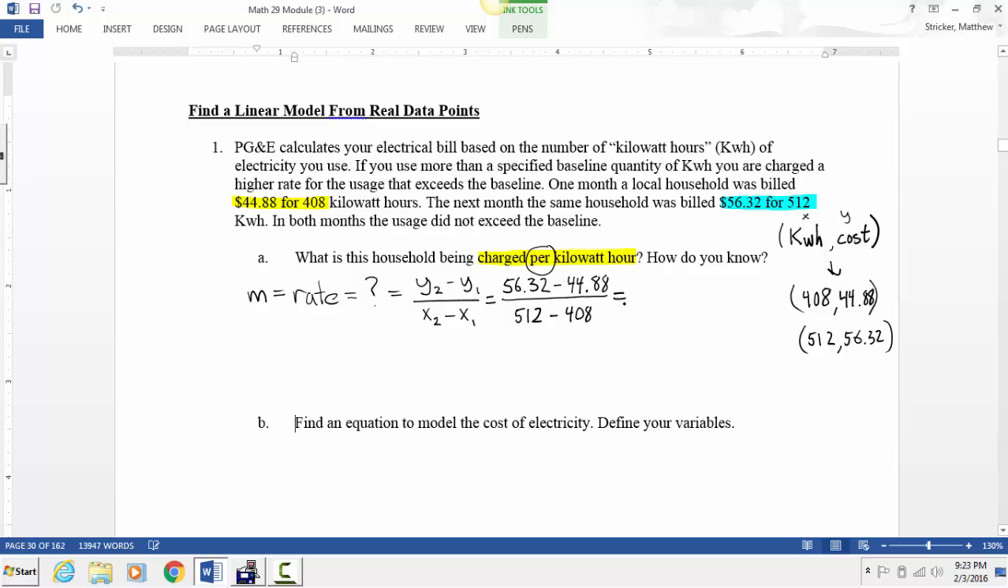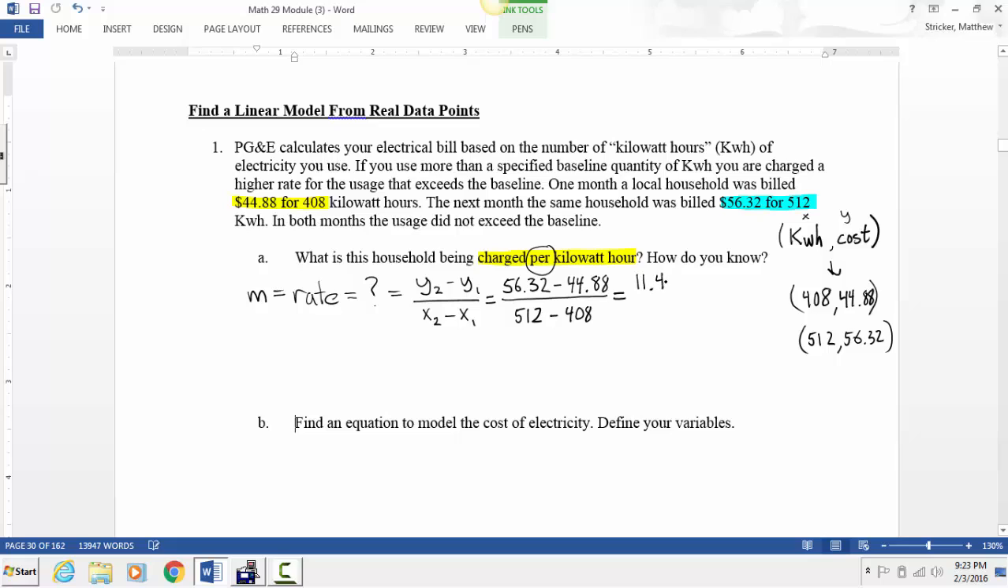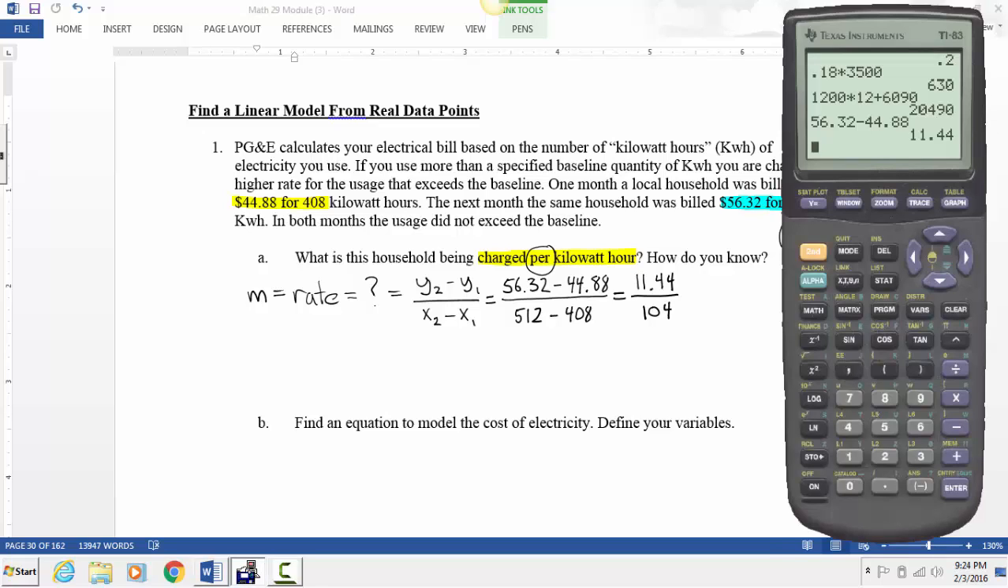Okay, now we can go ahead and calculate that. If you want, you can pull up your calculator. We have 56.32 minus 44.88. When you do that, that's 11.44. 512 minus 408, that's a little bit of an easier calculation. What does that come out to? 104. Right? Okay, so let's divide that. Let's take that 11.44 and divide it by 104. And you get 0.11.